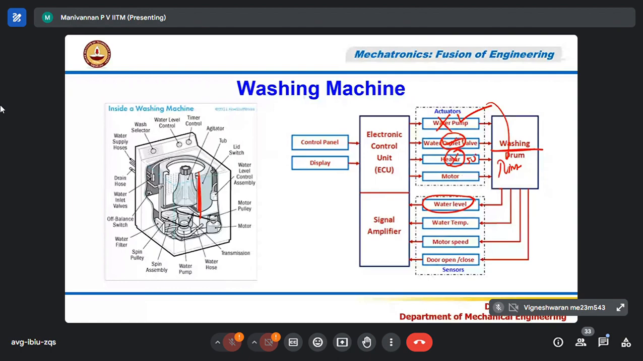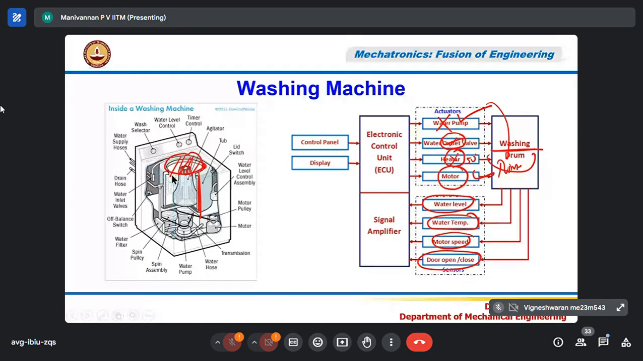Now, the water temperature is measured by a sensor, and the motor speed, at what speed the bigger drum has to rotate, you measure with a sensor. And many others, like the lid or door sensor. While washing, or while the machine is working, this will be completely closed.